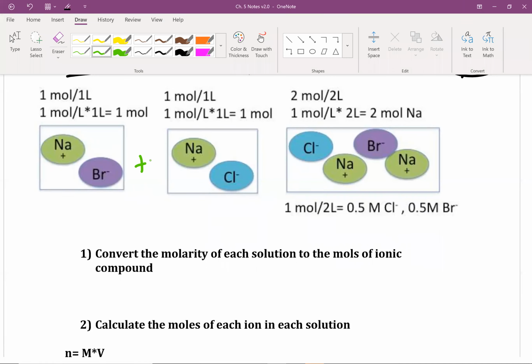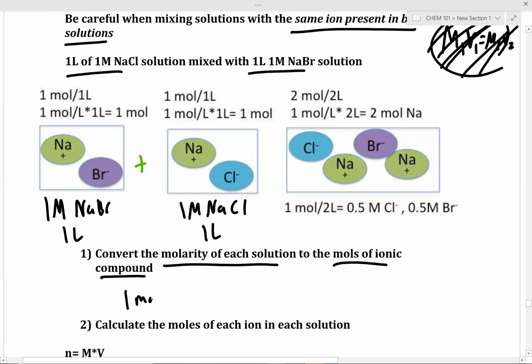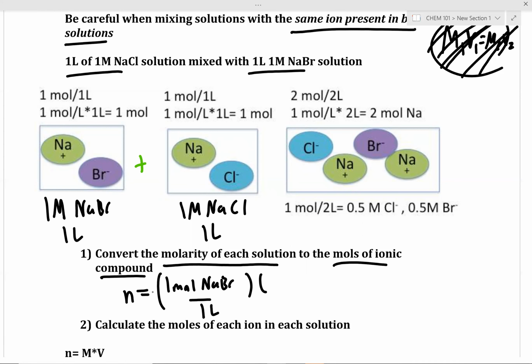So let's look at this example in detail where we mix 1 molar sodium bromide and 1 molar sodium chloride, and we're mixing 1 liter of each. Okay. So the first goal, whoops, I should not have the negative charges there in this case. So our first goal is to convert the molarity of each solution to the moles of ionic compound, okay? So if I have 1 mole of sodium bromide in 1 liter, in order to calculate the moles, I take my molarity times my volume. And what's my volume of the solution?